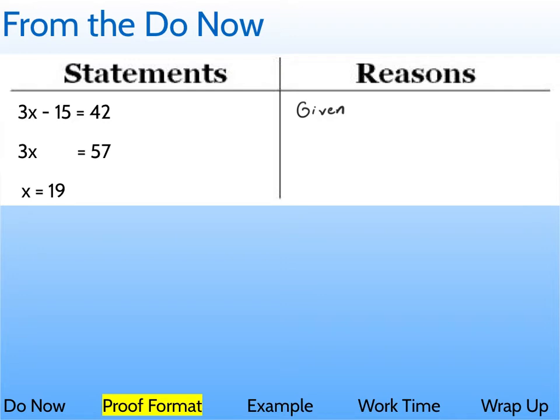Now the question becomes, how do we get from this to this? If you remember some basic algebra stuff, obviously we're going to add 15 to both sides. So what we can do for this reason of how we got to 3x equals 57 is we could just write that we added 15 to both sides. If we wanted to get super technical with this thing, we could call this the addition property of equality. But honestly, right now, I just want to get you guys the idea of how these things work more than getting real technical about stuff.